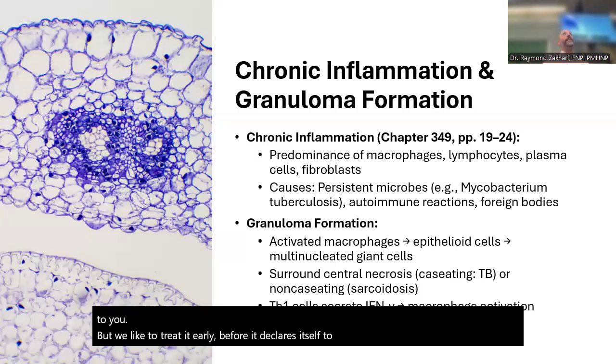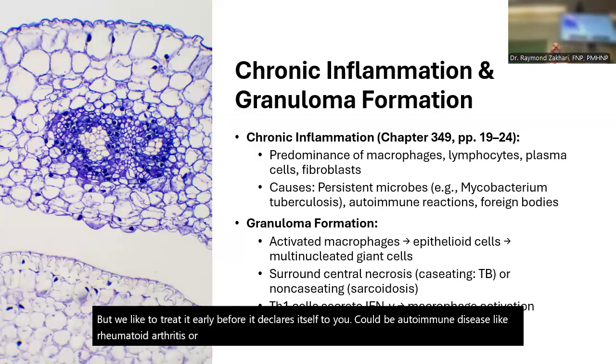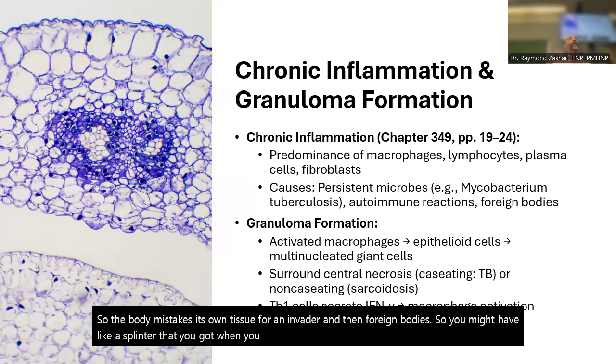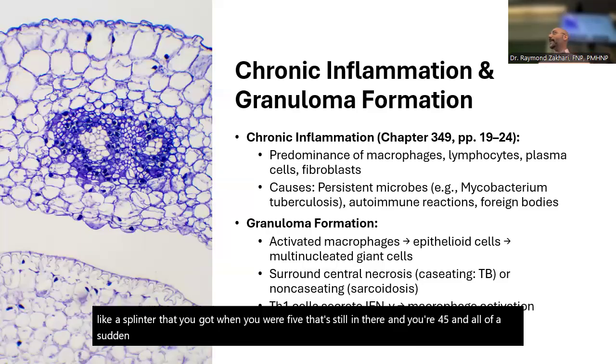Could be autoimmune disease like rheumatoid arthritis or lupus, right? These are chronic inflammatory states. So the body mistakes its own tissue for an invader. And then foreign bodies. So you might have like a splinter that you got when you were 5 that's still in there and you're 45. And all of a sudden, why is my hand swollen up like this? Or something like that. So something non-degradable that's in the body.